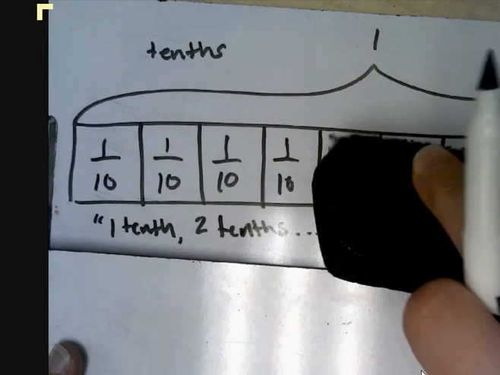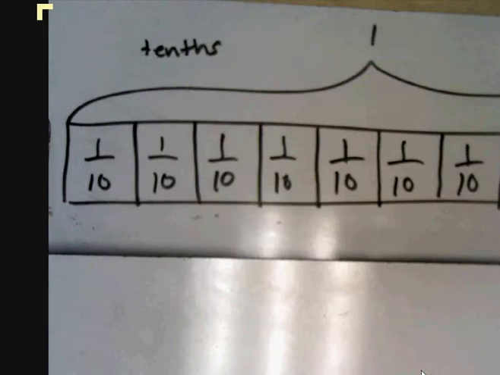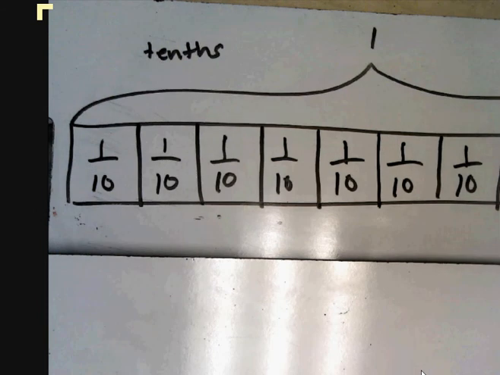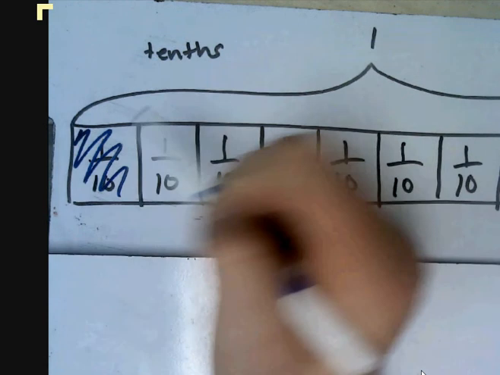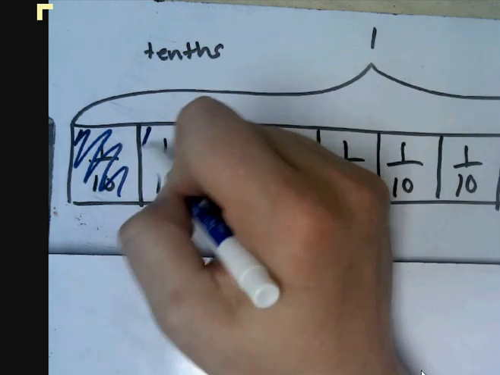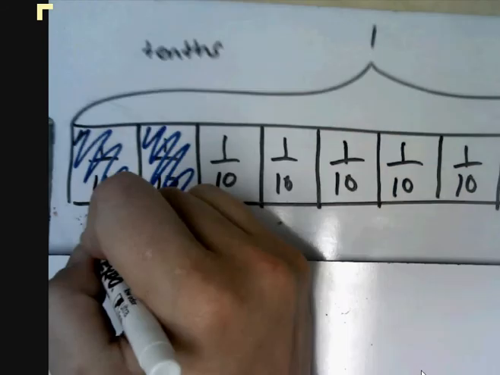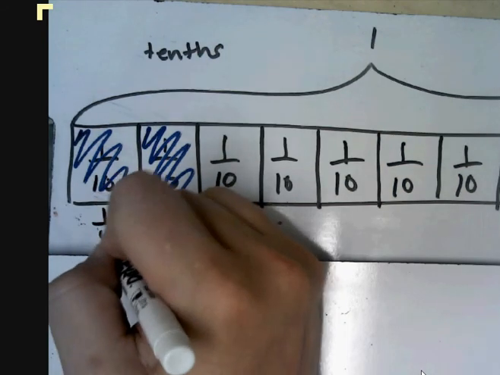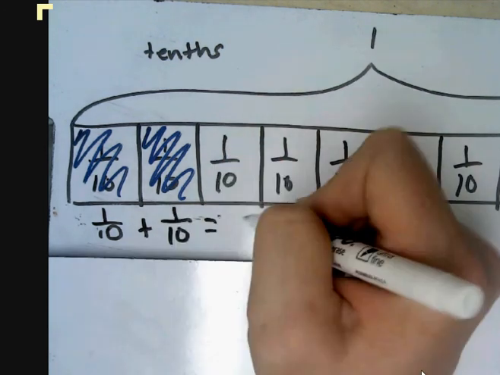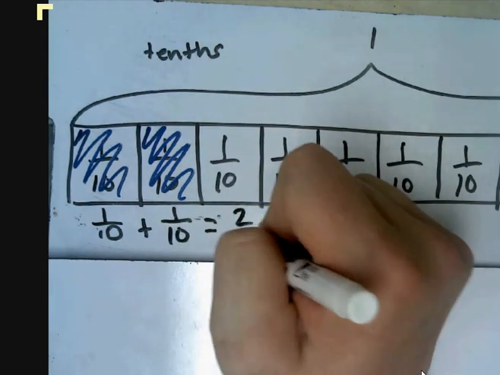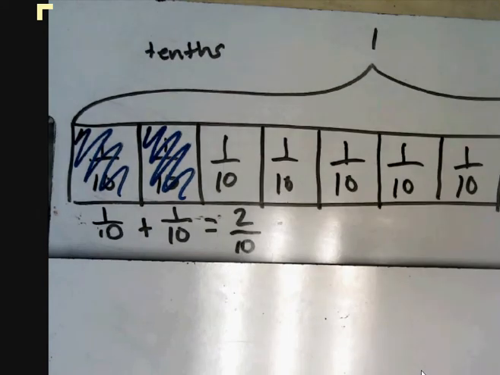Okay? So if I was to shade this in, I'm going to shade in 2/10. That means 1/10 plus another of these parts, which is another tenth, we can say is 1/10 plus 1/10 equals 2/10. Now, right now my parts are this size.